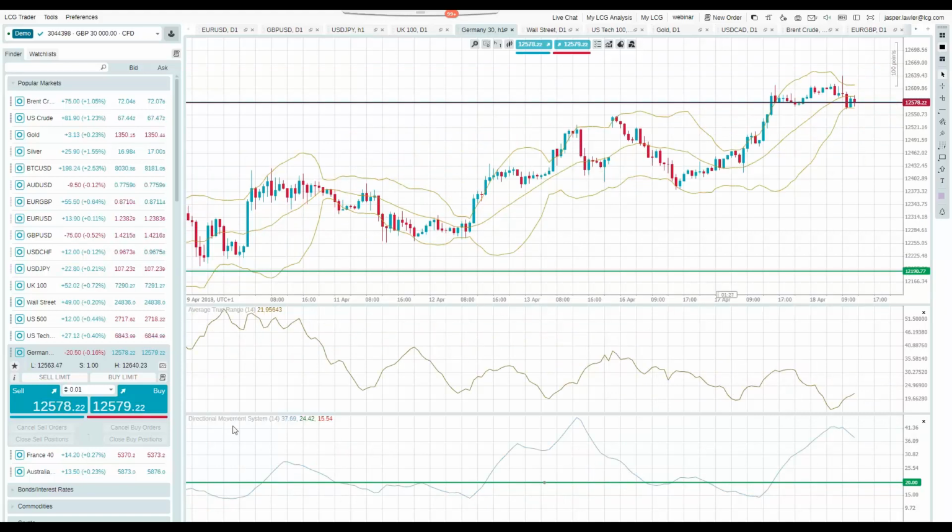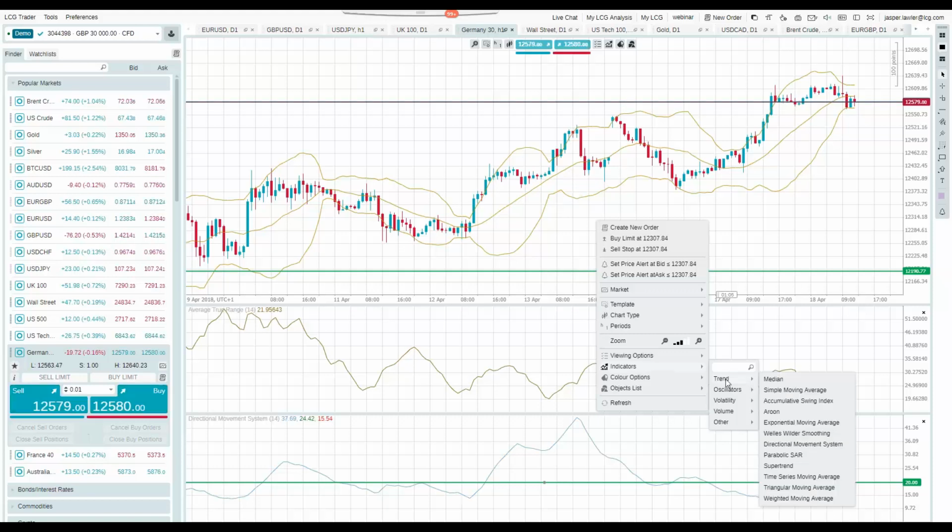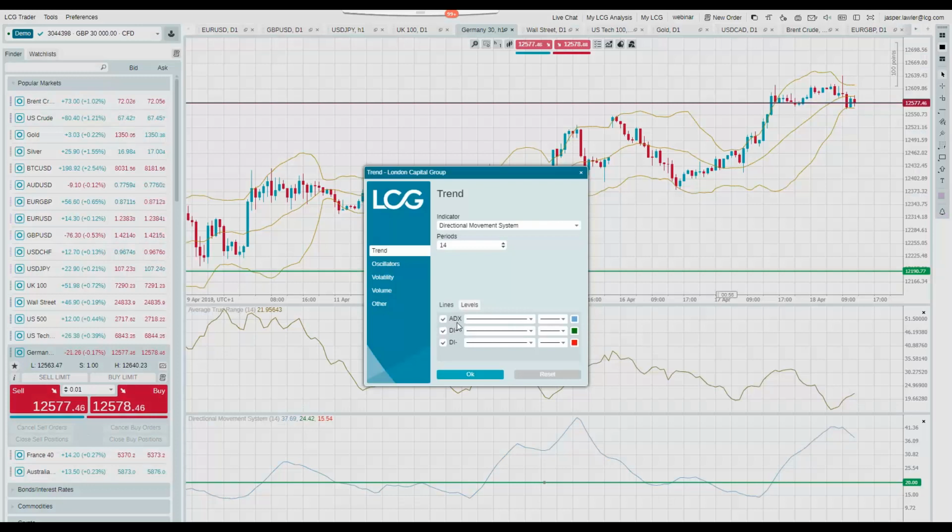And a way to show again that it is quite a trendy index. If you look at this directional movement system, which, I don't know why we've named it that, because generally everyone's familiar with this indicator as being called the ADX. So just to show you here, if you right click on the chart in the LCG Trader and you go down to indicators, it's nicely categorized by what these indicators are useful for. So trend, and then you go down here to directional movement system, and then you've got the option of the ADX, the DI plus and minus. And so I've just deselected these two here so that I can only see the ADX.